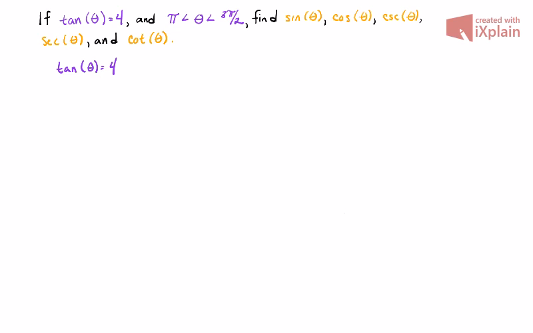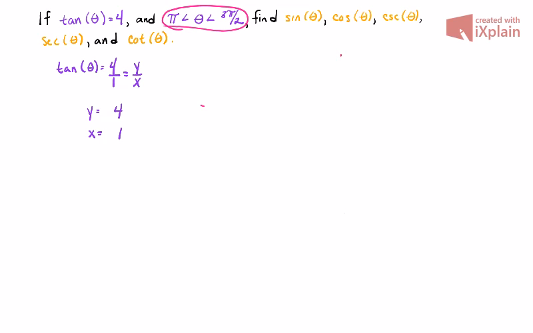So, first off, let's start with what we know about tangent of theta. We know that tangent of theta is equivalent to a ratio. So I'm going to change 4 and write it to look like a ratio or a fraction. From here, my definition of tangent tells me that it's a ratio of y over x. So straight away, we can tell that y has a value of 4 and x has a value of 1. But we do need to be careful because we are given some information about the quadrant that it's in.